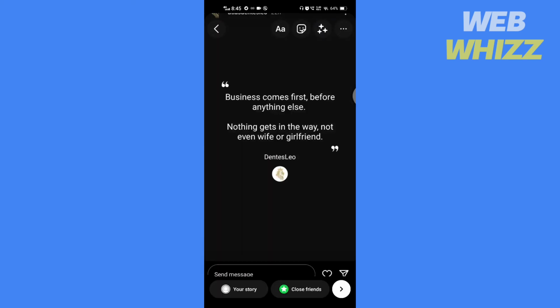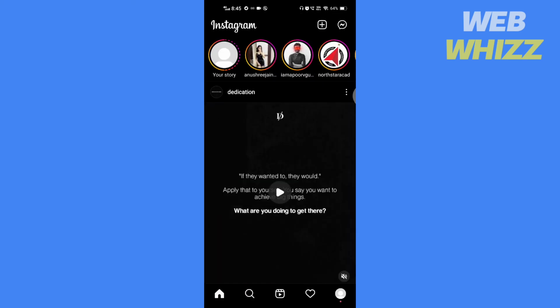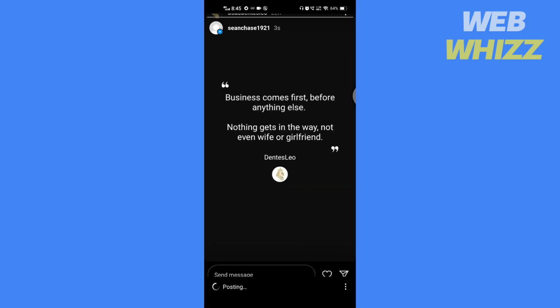However, you must get permission to record someone's Instagram story. And you should also be aware that you are most likely breaking Instagram's terms of service. So this is how you can add someone's story to your story on Instagram.